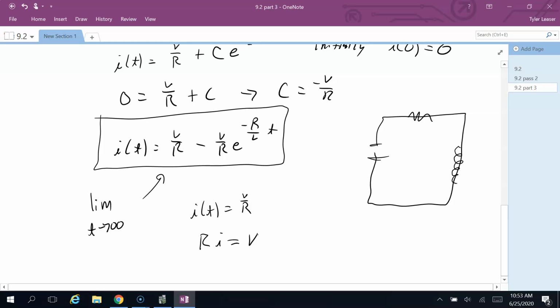Okay, great. So there's just one example of a first order linear differential equation word problem. We're going to see some more and some more difficult ones here in section 3.